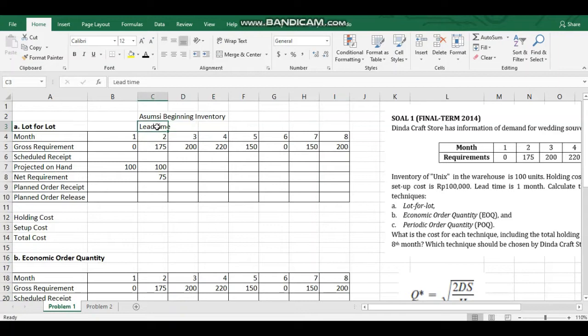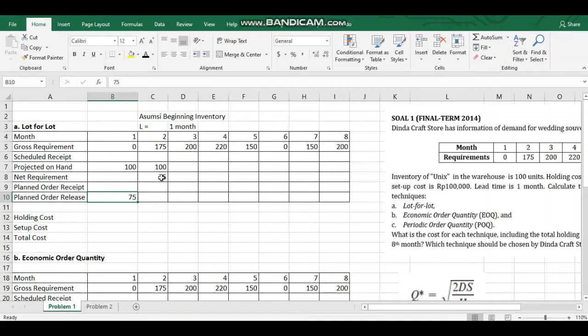Lead time is 1 month. So it means we have to place the order 1 month before the current month. The current month is the second month, so we have to place the order at the first month. How many we have to order is equal to the unit required, which is the net requirement. So we only place the order as much as 75 units because the shortage is only 75 units. Remember, lot for lot is we only generate or produce exactly what's required.